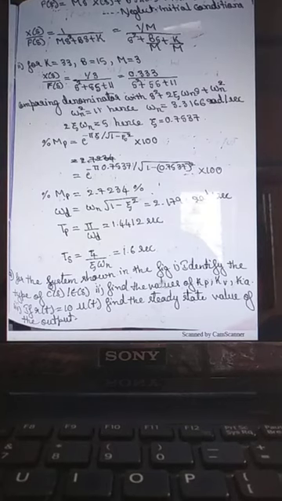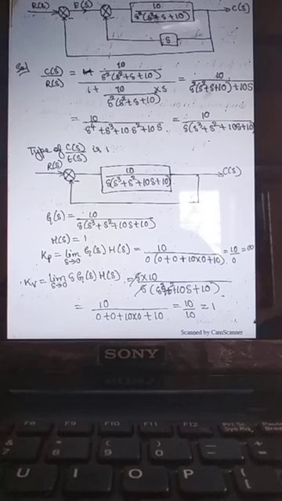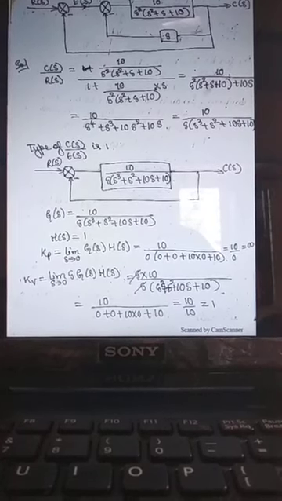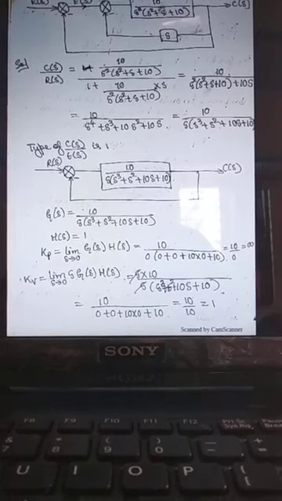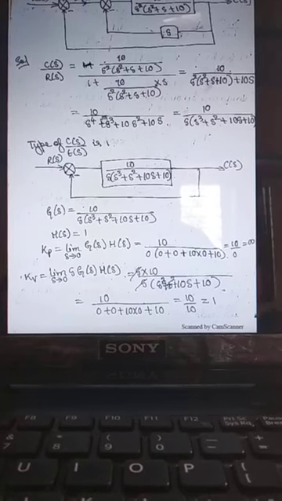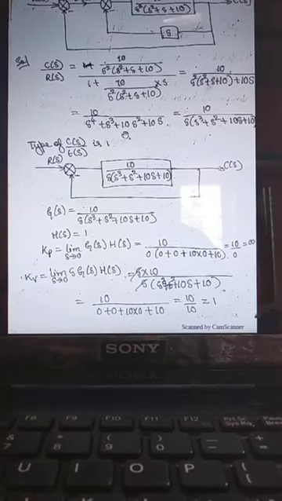Next problem, this is the given problem, and this is the given block diagram. Transfer function C(s)/R(s), this one G(s), this one H(s), small minor loop: G(s)/(1+G(s)H(s)). If you calculate, you will get 10 divided by s to the power of 4 plus s to the power of 3 plus 10s square plus 10s.